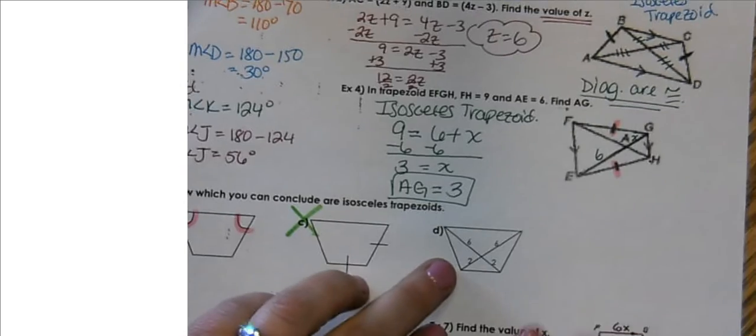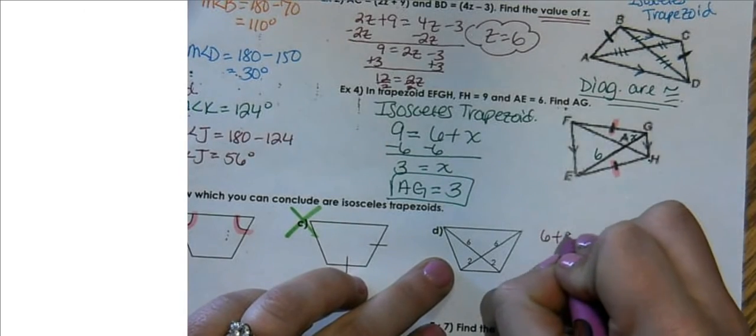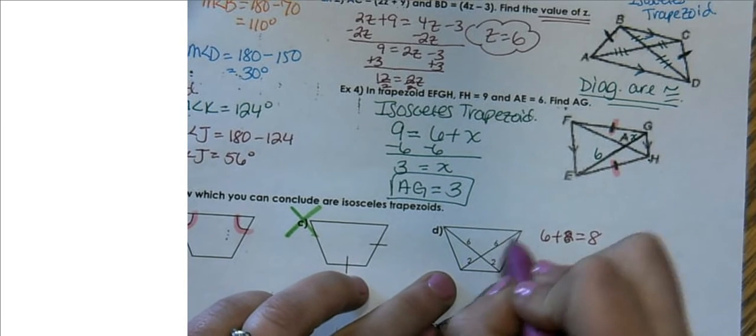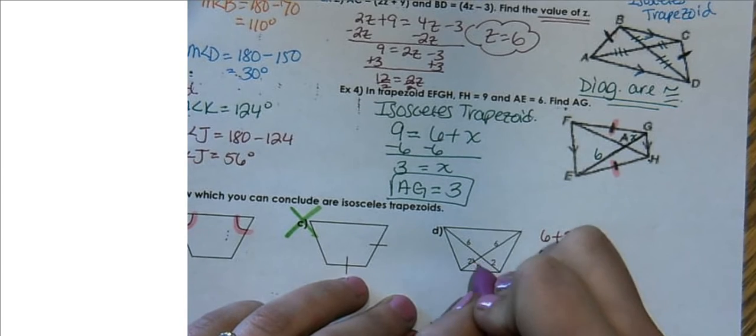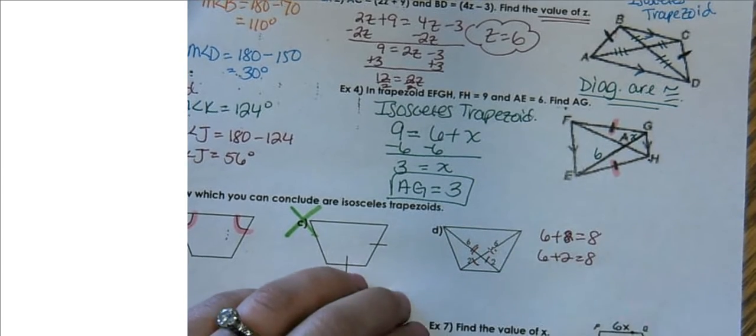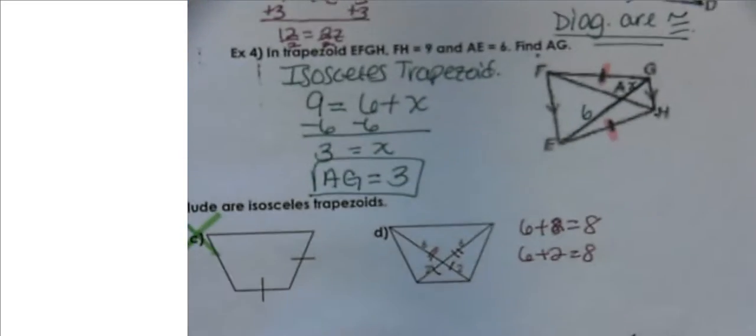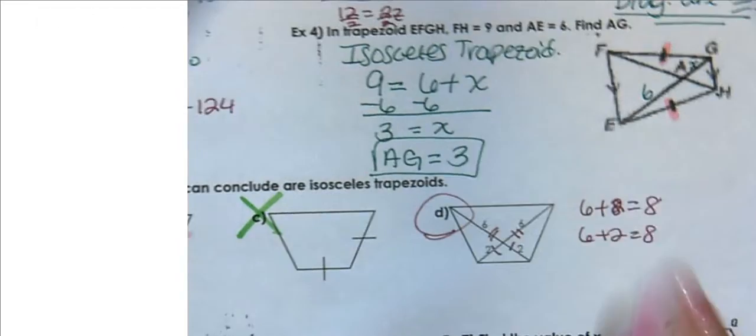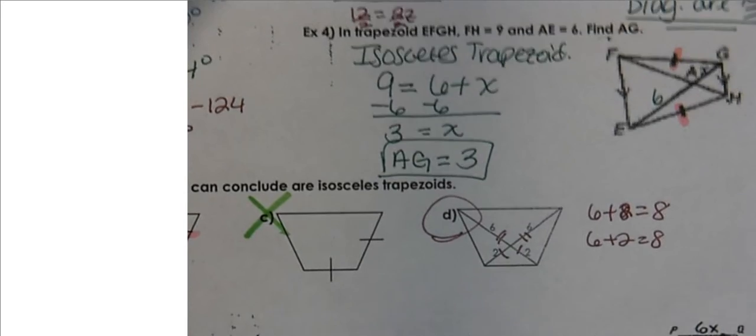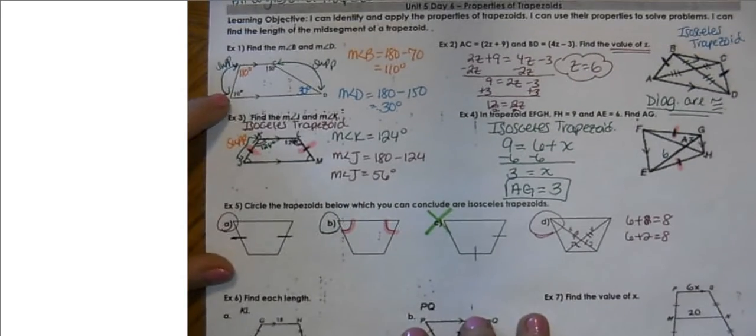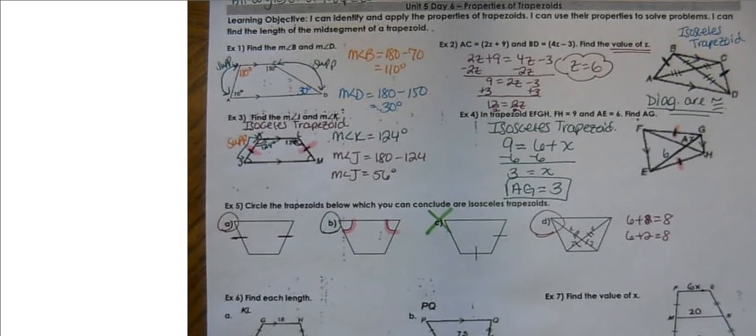And letter D, 6 plus 2 is equal to 8, and 6 plus 2 is equal to 8. The diagonals are congruent to each other. They don't bisect each other, but they are certainly congruent. So therefore, letter D is also an isosceles trapezoid. So all of the ones that we circled, A, B, and D, are isosceles trapezoids because they have those properties.